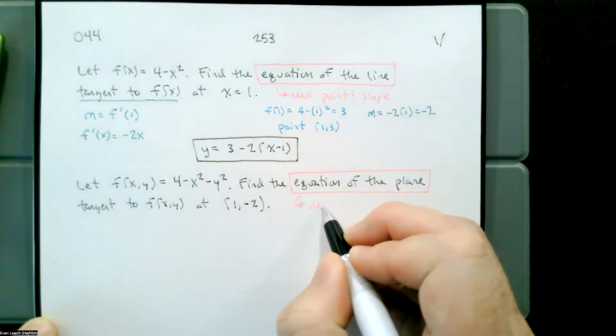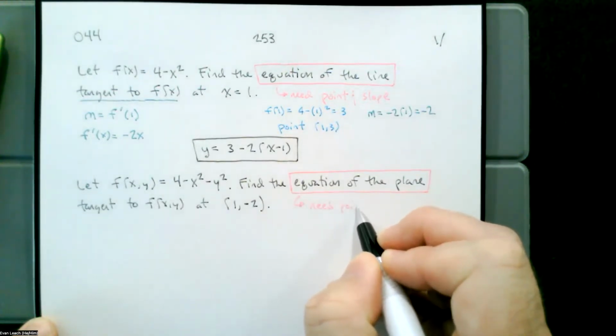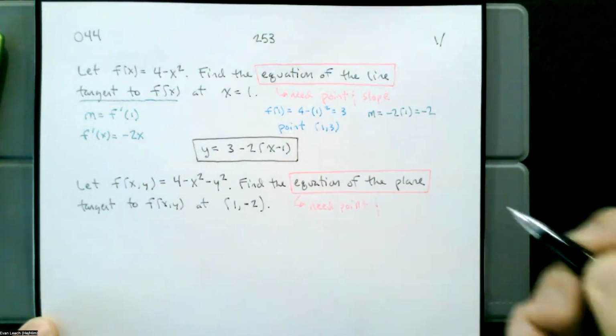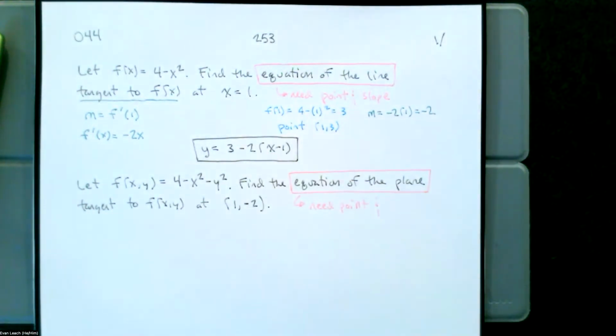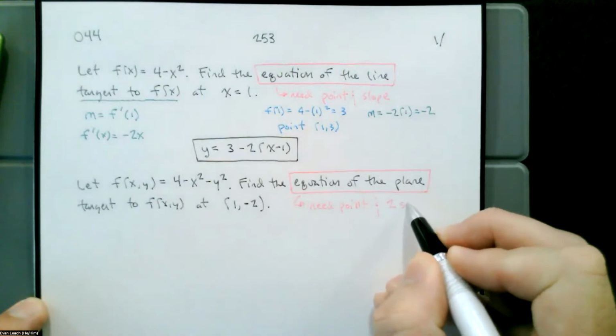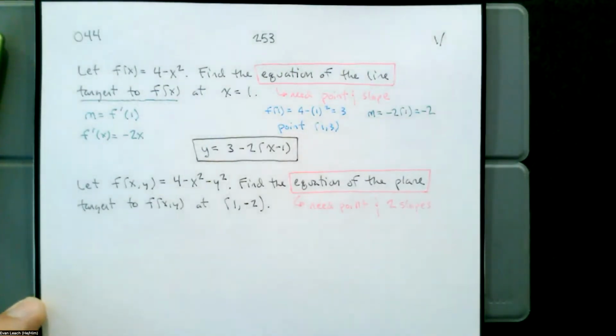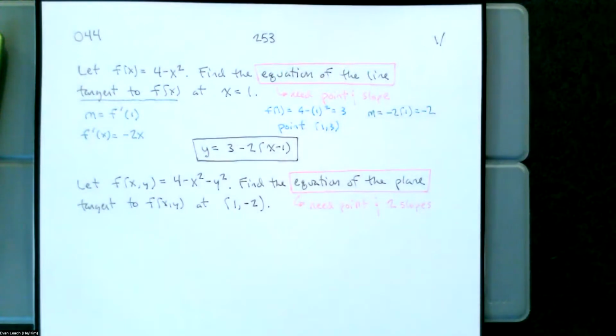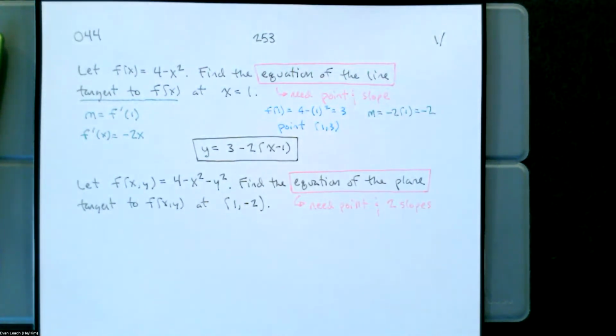And for that, we need a point. And not just a slope, not just dz dx. I'm also going to need a dz dy. So I need a point and two slopes. Finding a linear equation, all we need is a place to start and a direction to go. In this case, two directions.